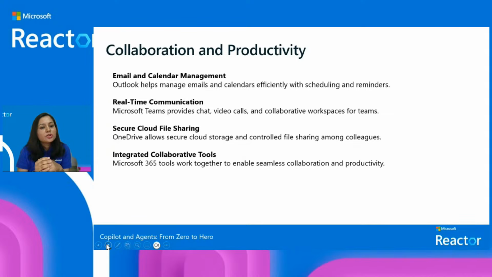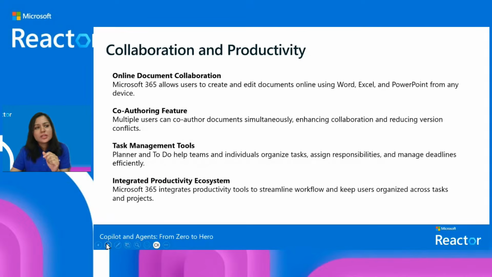For securing your cloud file sharing, you can look at OneDrive, which allows secure cloud storage and controlled file sharing among your colleagues, wherein the permissions and enterprise security are built in. You can integrate your collaborative tools, especially your Microsoft 365 tools. They work together in a seamless manner. Now, we are going to take a look at the other collaboration solutions.